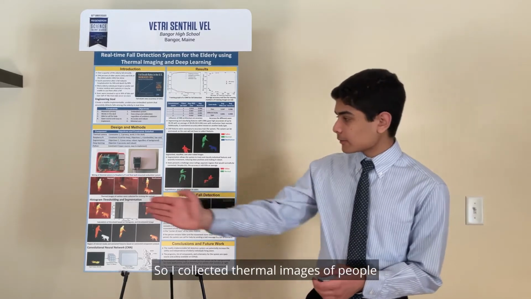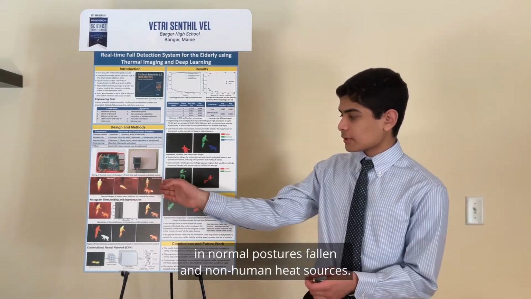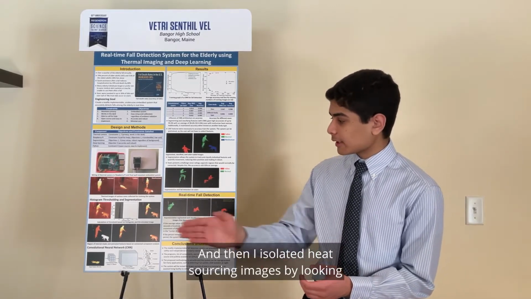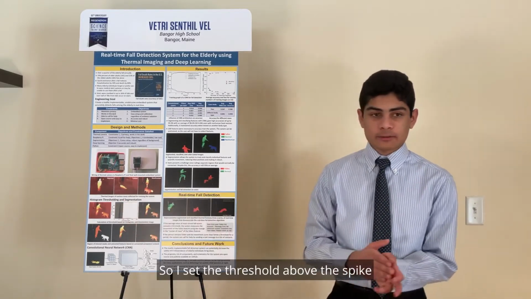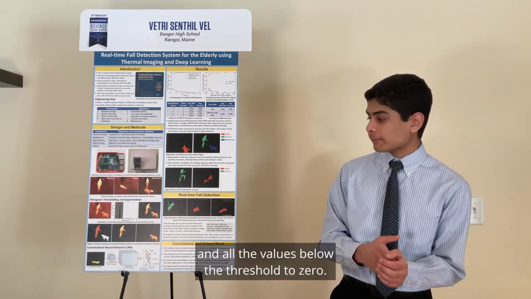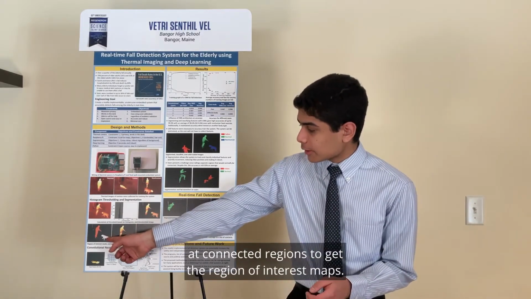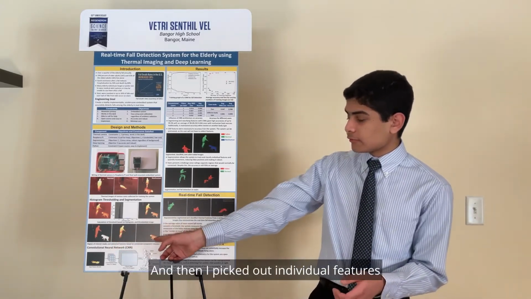So I collected thermal images of people in normal postures, fallen, and non-human heat sources. And then I isolated the heat source in the image by looking at histograms of pixel values, and you can see the background pixels form the spike. So I set the threshold above the spike and set all the values below the threshold to 0. Once I had just the higher pixels, I looked at connected regions to get the region of interest masks, and then I picked out individual features.